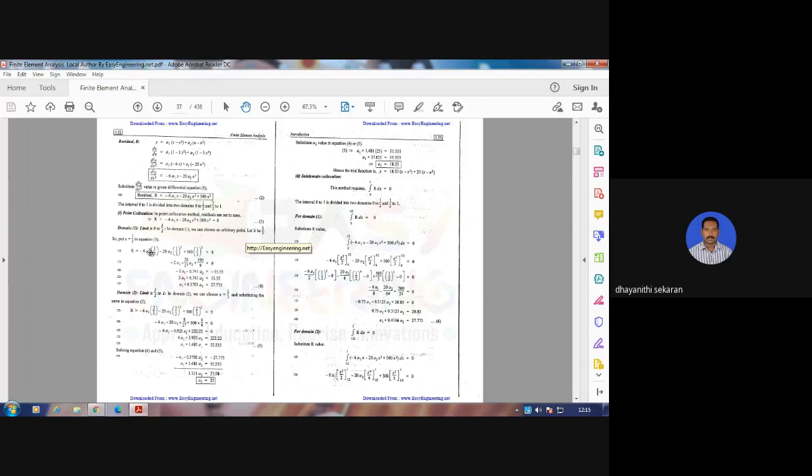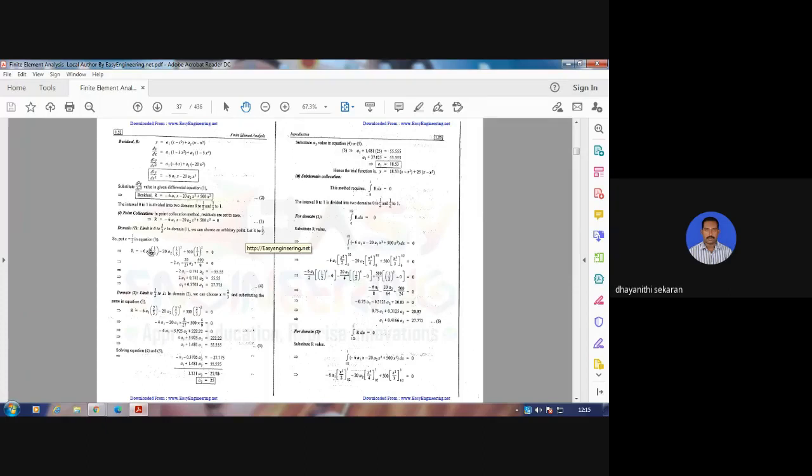Then again 1 by 2 to 1. So we are getting the values a2 equal to 25, a1 equal to 18 by 0.3. So y equals a1 x minus x cube plus a2 x minus x power 5. Substitute a1 and a2 values. This is called point collocation. Okay. Next, subdomain collocation.